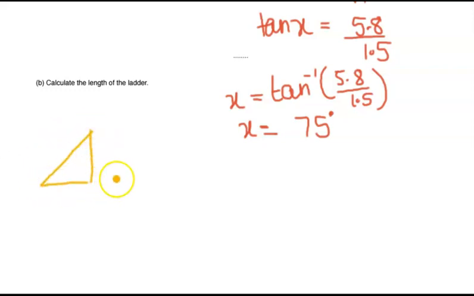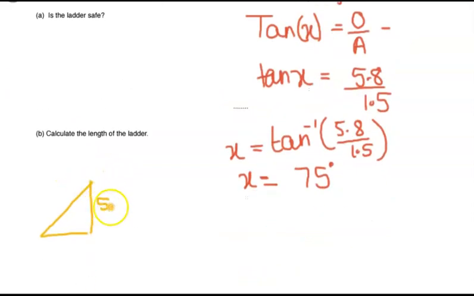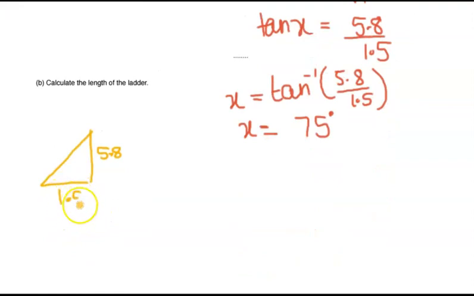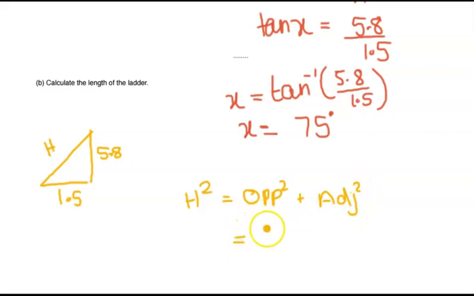This is 5.8 and this is 1.5. And this is the length of the ladder, which is the hypotenuse. The Pythagoras formula is this. Hypotenuse squared is equal to opposite squared plus adjacent squared. So opposite is 5.8 plus 1.5.